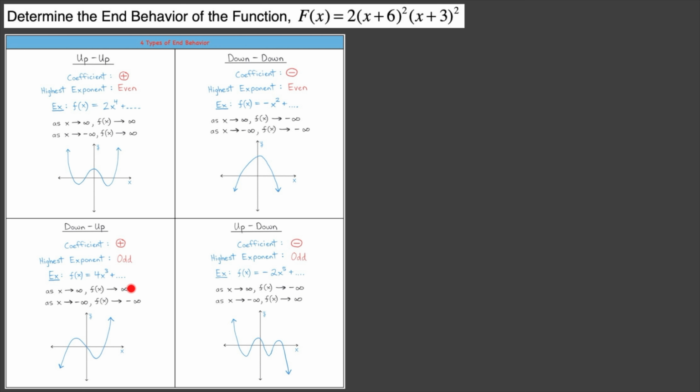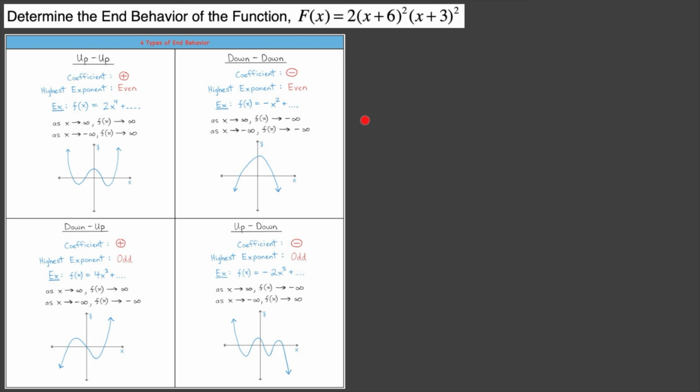Now if the initial term with the highest exponent is odd, so it has an odd exponent, and then you have a positive coefficient like this one, 4x cubed, then it goes up right and then down left, or down left, up right. And then lastly, if you have an odd exponent and a negative coefficient like negative 2, and then x to the fifth, which is odd, then it'll go up left and then down right.